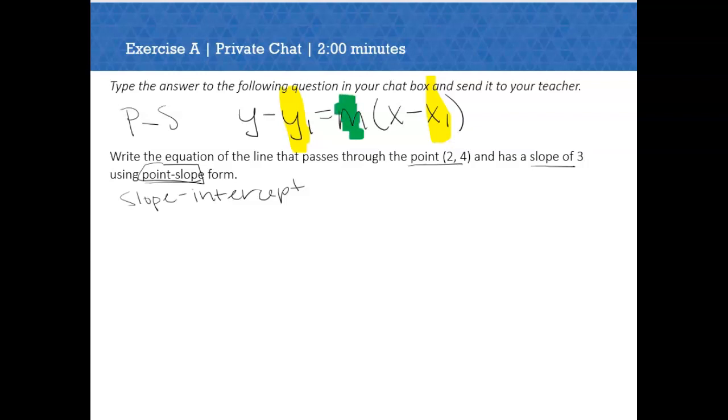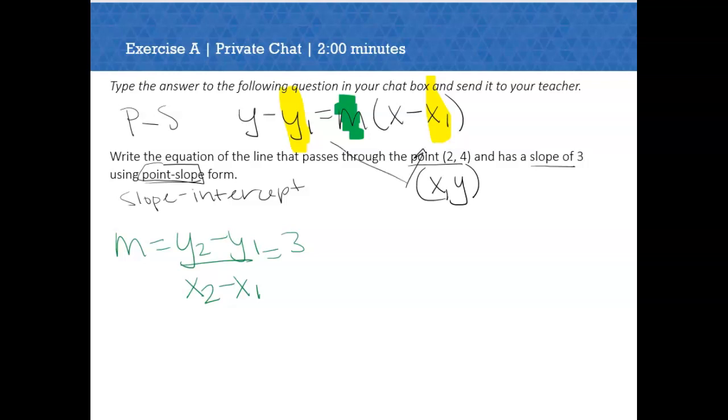I'd like to start with m first. Remember, for m, we can use a formula if we're given 2 points. In this case, they just told us a slope of 3. M is 3, so that makes it a lot easier. Now the point, remember, is just an ordered pair (x, y), but we plug this in for the x1 and the y1, and we keep x and y as the variables.